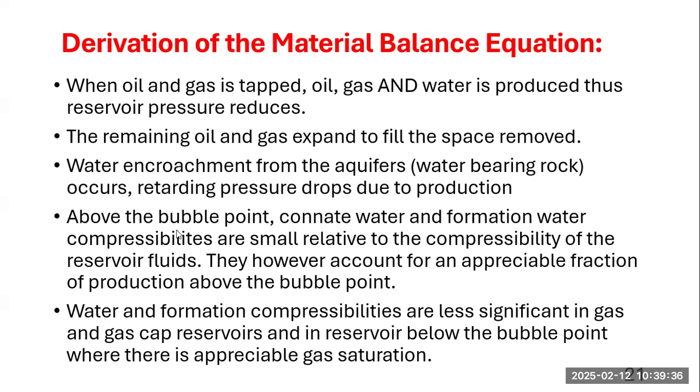I'm sure you are familiar with this point as well. Above the bubble point, connate water and formation water compressibilities are small relative to the compressibilities of the reservoir fluid. So above the bubble point, you have the contribution of your connate water and formation water compressibilities to the drive of your reservoir fluid to the surface. But their contribution is quite minimal. They, however, account for an appreciable fraction of production above the bubble point. It's quite minimal, but still appreciable above the bubble point, okay?